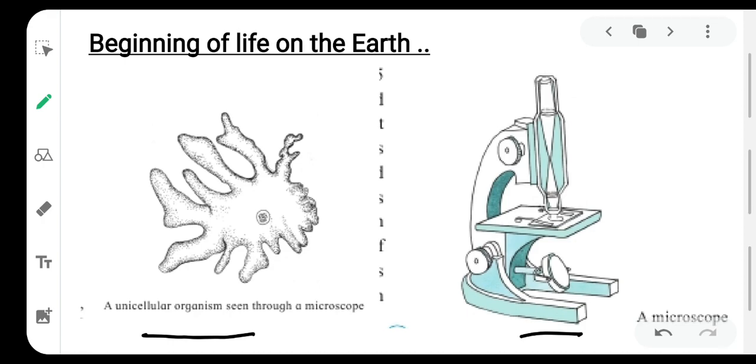And slowly, multicellular living things developed from this unicellular one. Means from one cell, it became multicellular. And you know, students, the protozoa are so tiny that they cannot be seen with the naked eye.